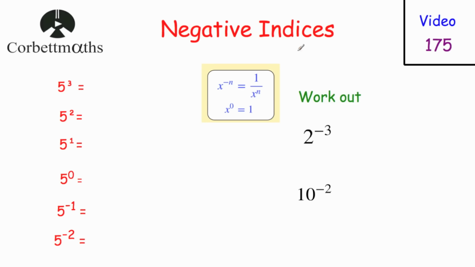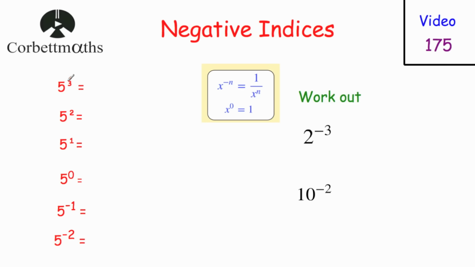So our next topic is negative indices, and it's a number topic because it's in red, and it's video 175 on Corbettmaths. Now we talked about negative indices briefly earlier on whenever we looked at the algebra topics and laws of indices. Now let's look at it in a bit more detail. Let's consider this pattern where we've got 5 to the power of 3, 5 to the power of 2, 5 to the power of 1, 5 to the power of 0, 5 to the power of negative 1, and 5 to the power of negative 2.